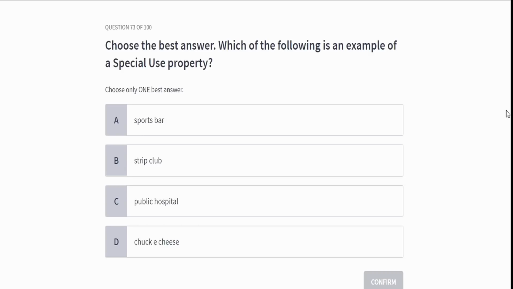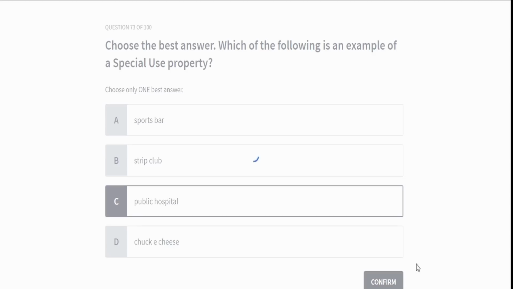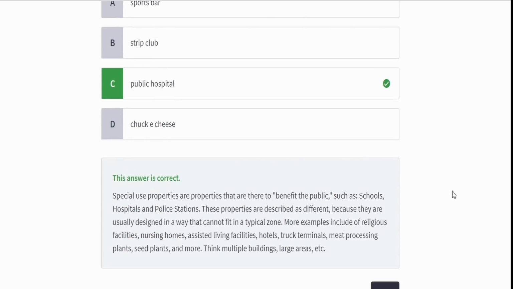What is a special use property? Obviously, it's going to be C. It's a public hospital. So special use properties are properties that are there to benefit the public. Think schools, hospitals, police stations. These properties are described differently because they're usually designed in a way that cannot fit in a typical zone. More examples include religious facilities, nursing homes, assisted living facilities, hotels, truck terminals, processing plants, all those things. Think multiple buildings or large areas that might not fit into one zoning area. It's got to encompass a large area. That is why it is a special use property. And again, they're typically there to benefit the public.